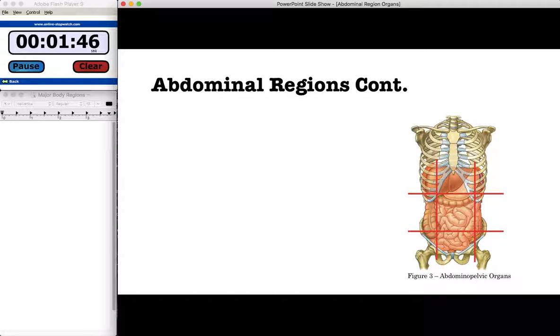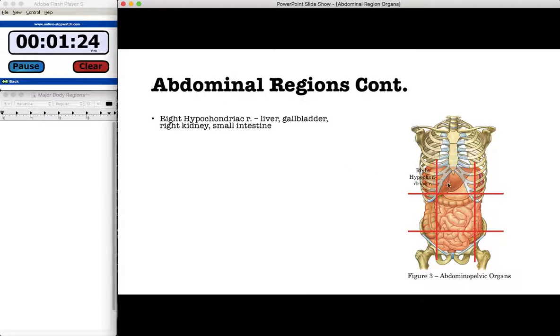As we go through it, what I want you to do is say what the region is before we get in. So this is our right hypochondriac region. It has the liver, obviously. You have the gallbladder, which is kind of below the liver. The right kidney, and you have the left kidney on that side as well. And then you have the small intestine.